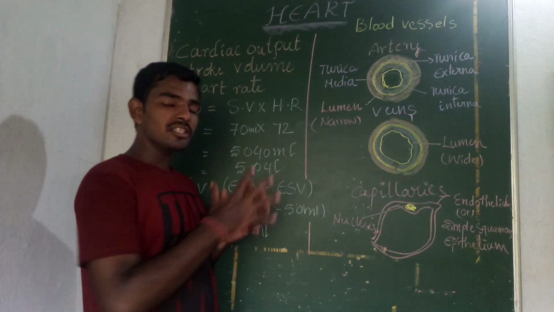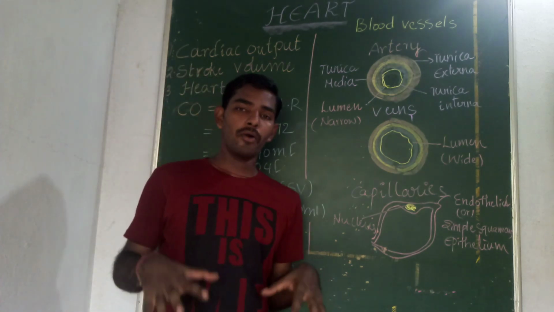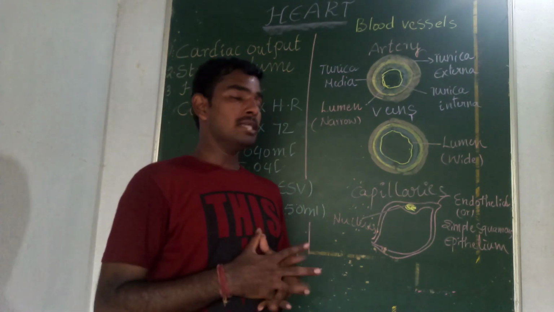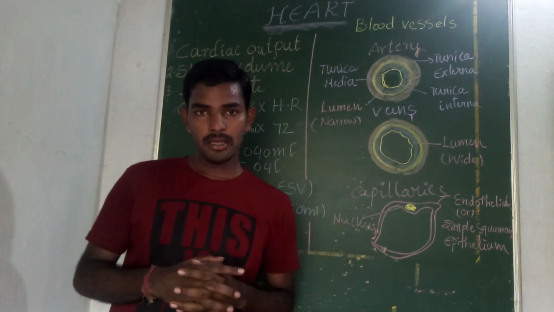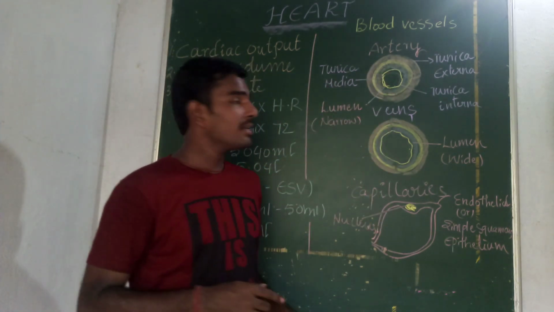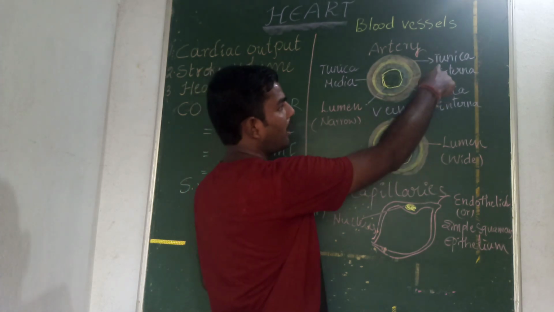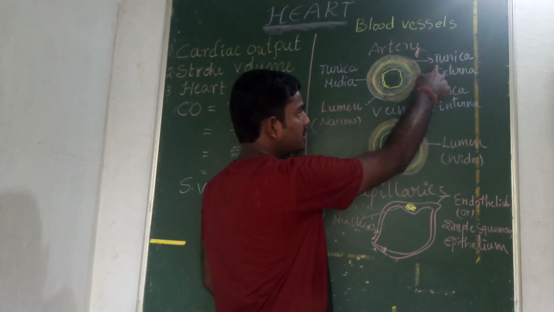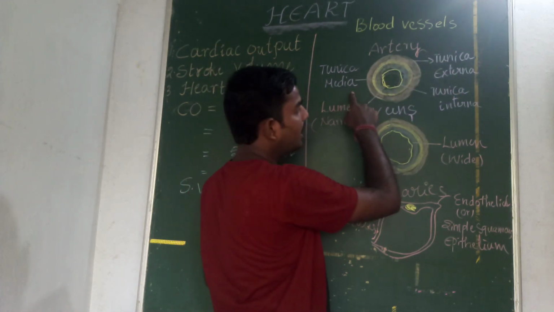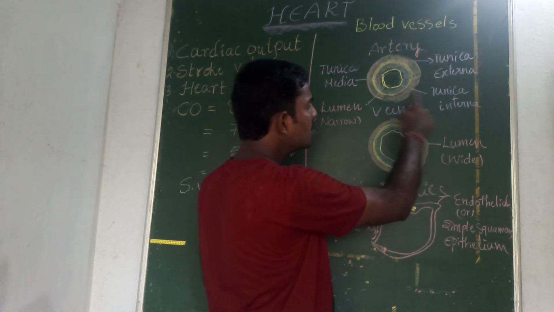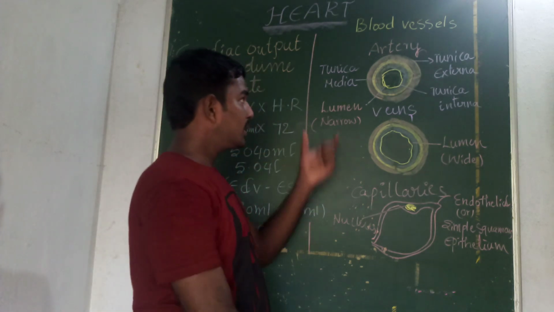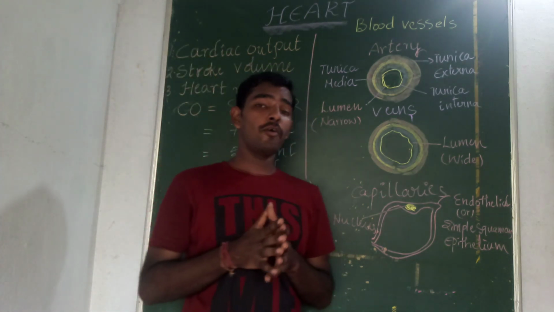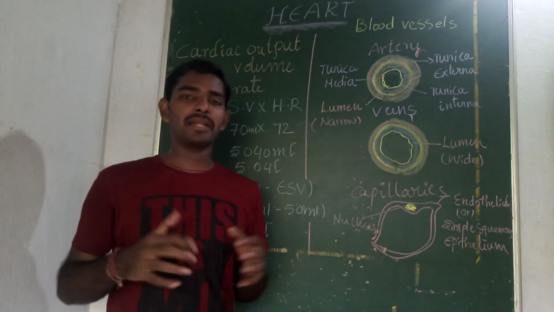After this, the blood will move to different parts of our body through blood vessels. The blood vessels are of three types: arteries, veins, and capillaries. The first one, arteries. Arteries are made up of three layers: tunica externa is the first layer, tunica media is the middle layer, and the inner layer is tunica interna. Inside is the lumen. The lumen is narrow, the artery wall is thick, the flow of blood is very fast, and there is also high pressure.